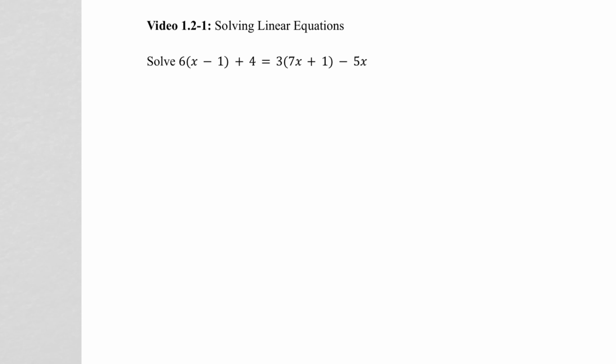So the first thing we're going to do on either side of the equation is we are going to distribute the number that's outside of the parentheses. So we're going to multiply that 6 times x and times -1. And on the right side, we're going to distribute that 3 times 7x and distribute that 3 times the 1.